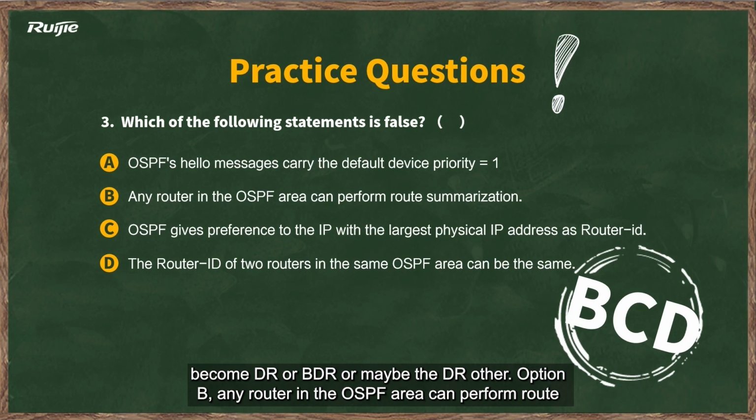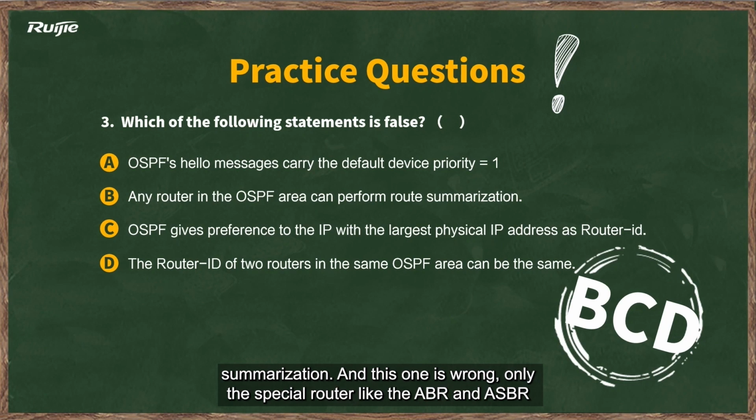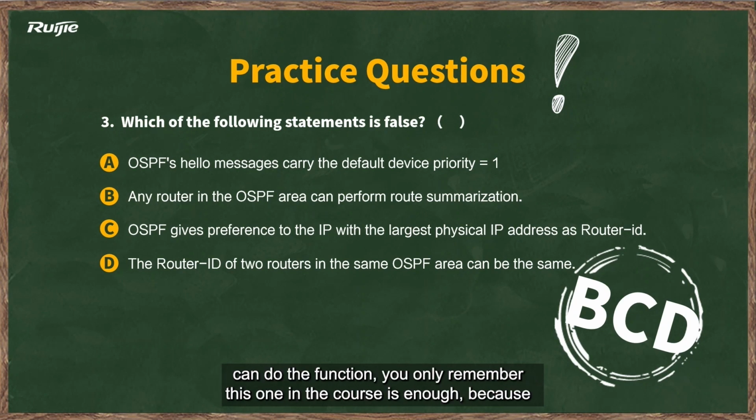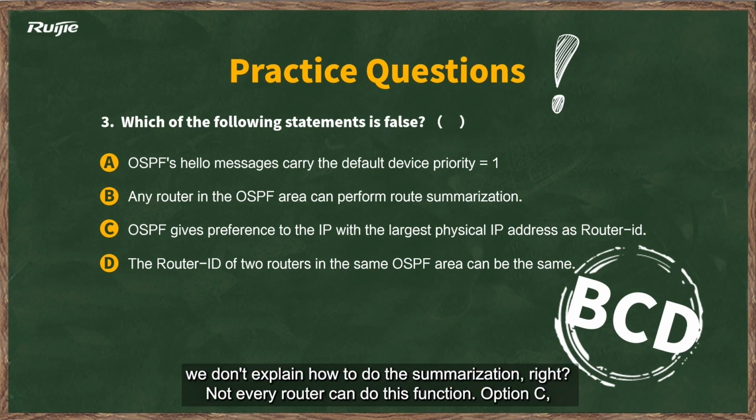Option B, any router in the OSPF area can perform route summarization. And this one is wrong. Only the special routers like the ABR and ASBR can do this function. You only need to remember this one in the course because we don't explain how to do the summarization, right? Not every router can do this function.